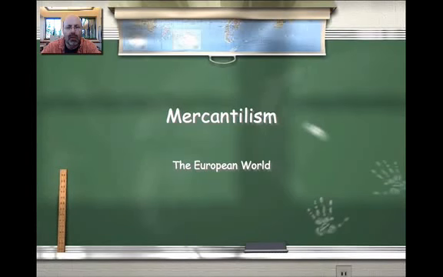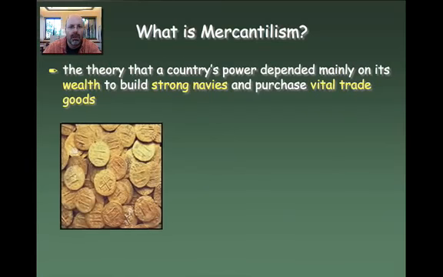All right, mercantilism is another economic system that we're going to look at as our exploration of the European world continues. And this is a little bit different than capitalism, but has some capitalist components built into it. All right, let's start off with a definition.